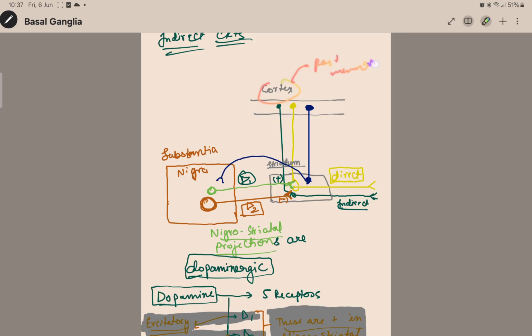So there is another projection from the cortex which relays in the substantia nigra, which tells the substantia nigra about which movement to elicit or not.